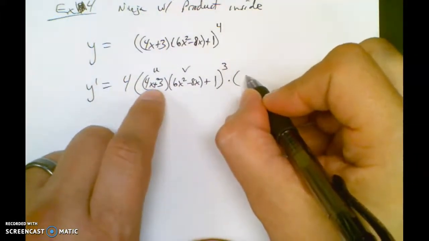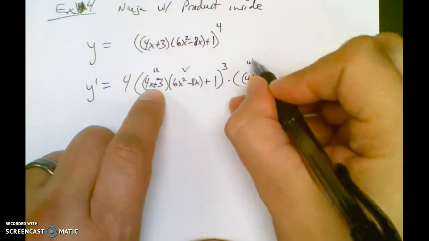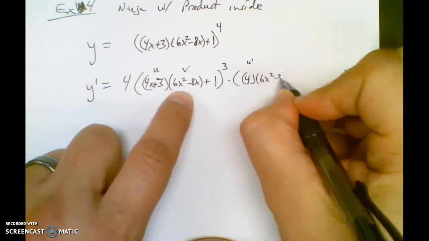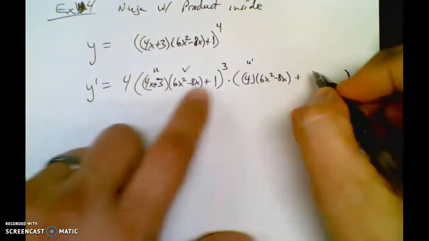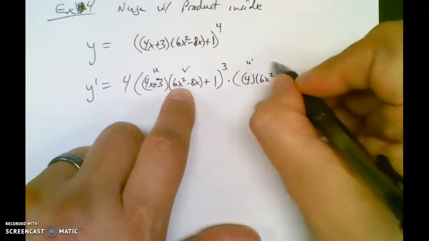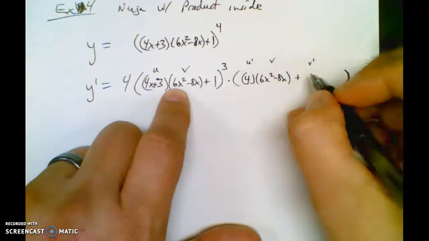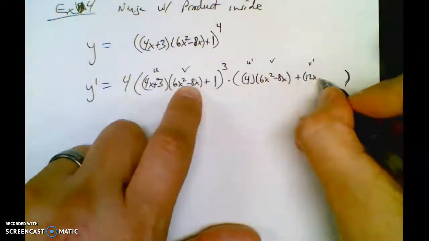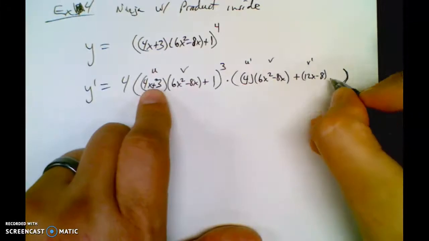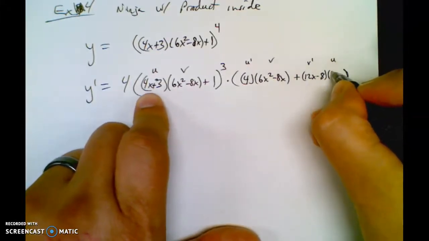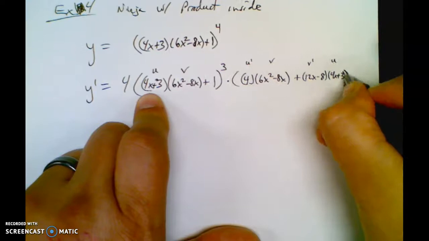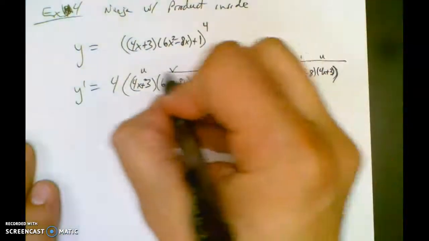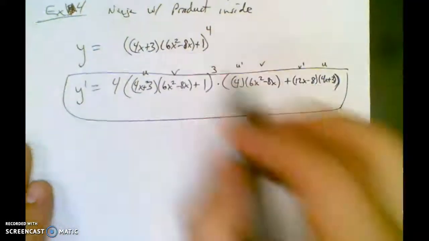u prime, which would be 4, right? U prime, v, so you just write v, plus v prime, right? V prime is 12x minus 8 times u, which is 4x plus 3. And I already did the derivative of 1 is 0, so that kind of went out of the way. This is your derivative of the ninja with a product inside.